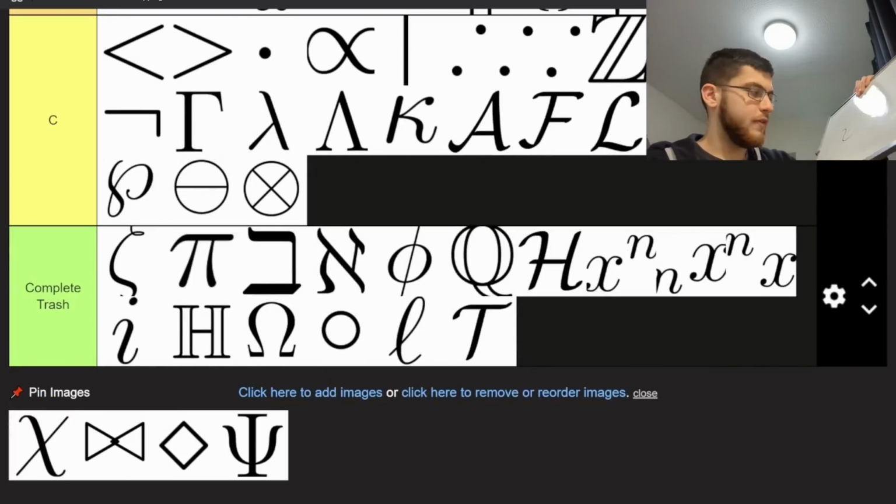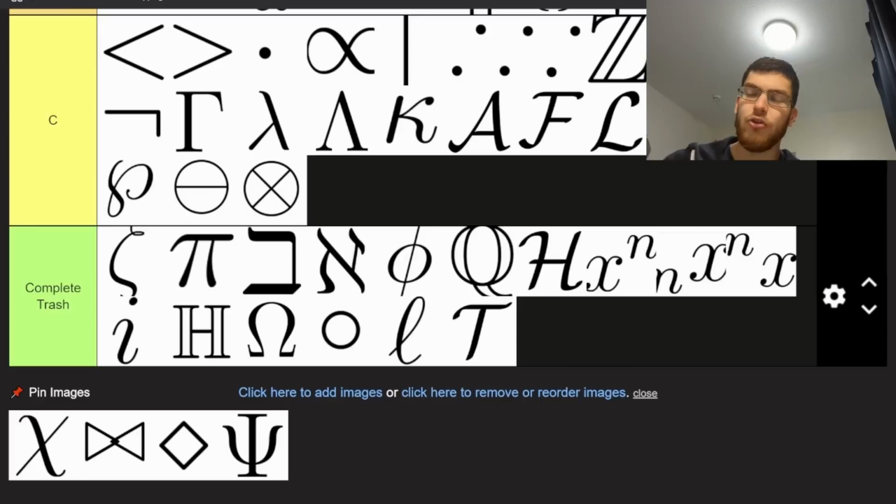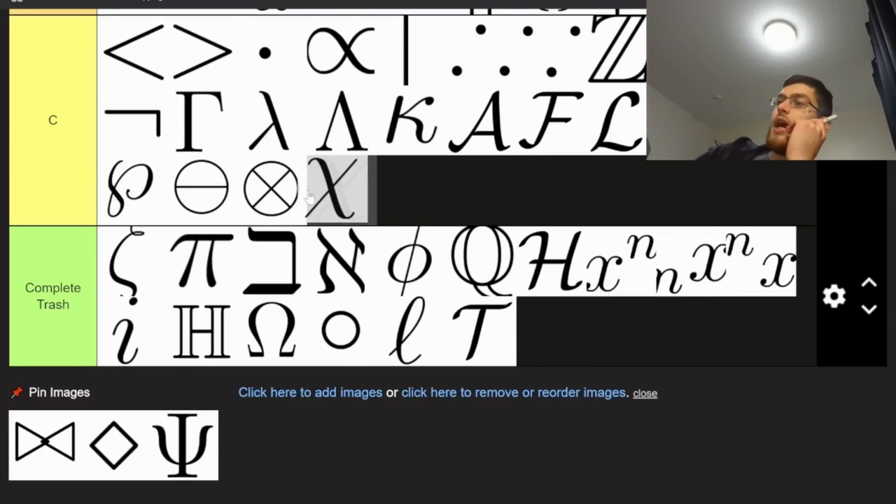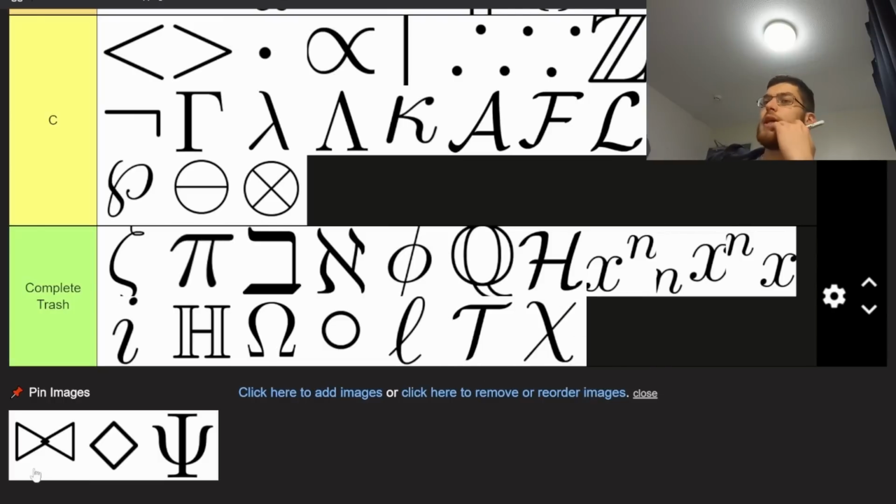So Chi is a very confusing character because it looks like a curly X, but it's not. It actually is CHI, Chi. And it's used in chi-square tests, which are a very annoying thing where you have to add up all of the values in a table and do some kind of operation on them. Absolutely terrible, would not recommend. So yeah, it's got to go in absolute trash.